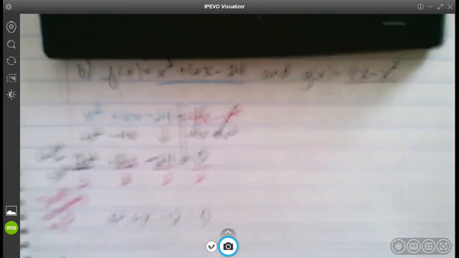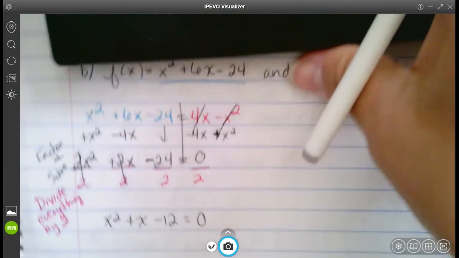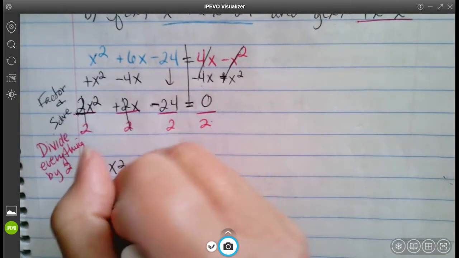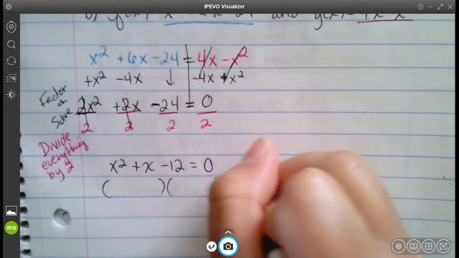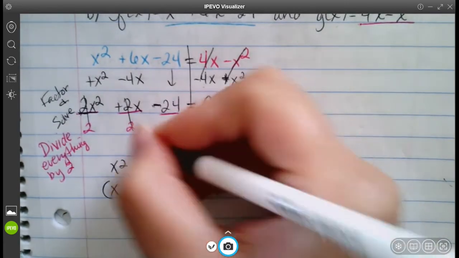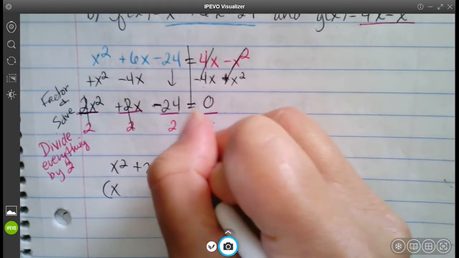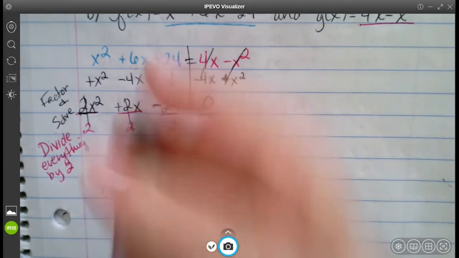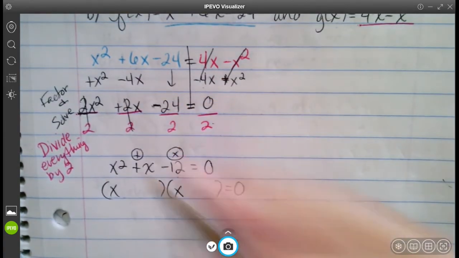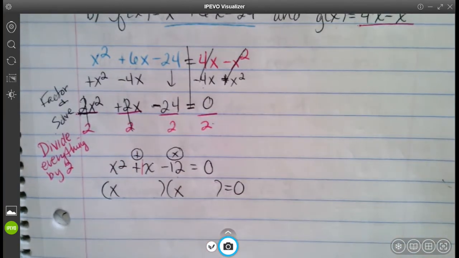So isn't that a lot nicer? I hope it is, because I know for me it is. And this is a lot easier to factor. So from here, I'm going to go ahead and do my 2 parentheses. And I'm going to figure out what numbers are going to multiply to negative 12 and add up to positive 1. Remember that if there's no number, there is an imaginary 1 there, okay?